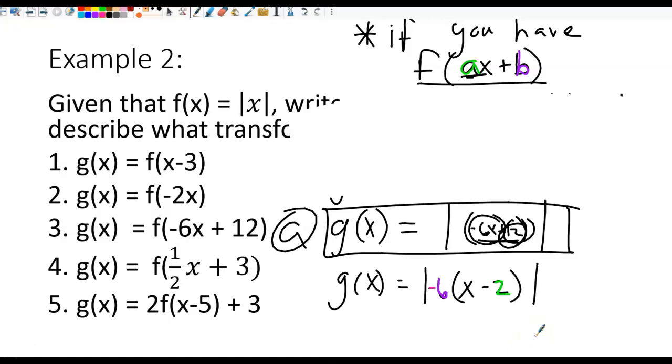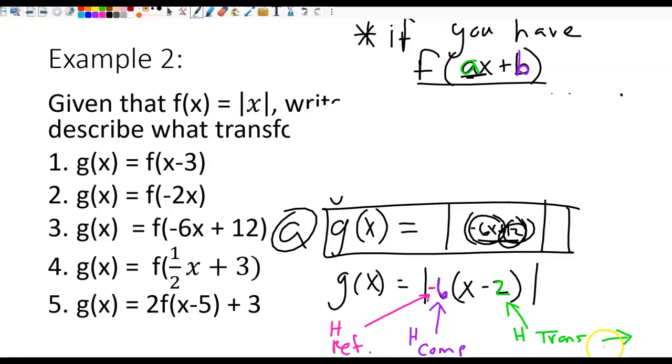Okay, so let's go ahead and interpret all of them. All right, so first of all, the negative is a horizontal reflection. Next, since I'm multiplying by a number bigger than 1, 6, that is a horizontal compression. And then finally, since I'm subtracting 2, that's a horizontal translation to the right. Okay? There's a lot going on there.